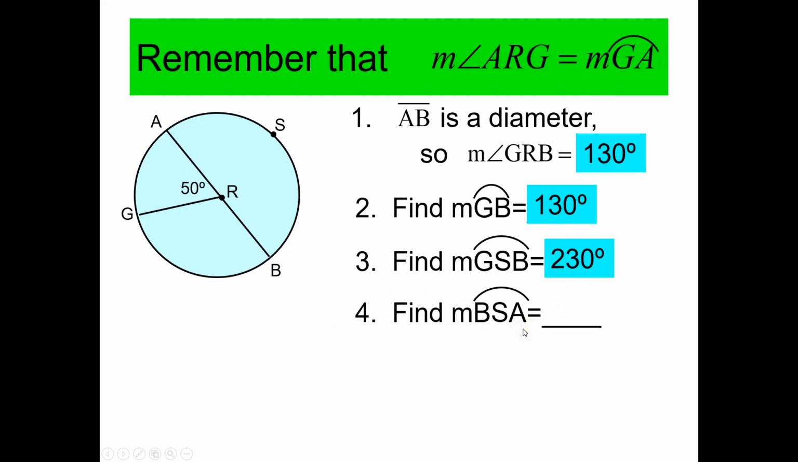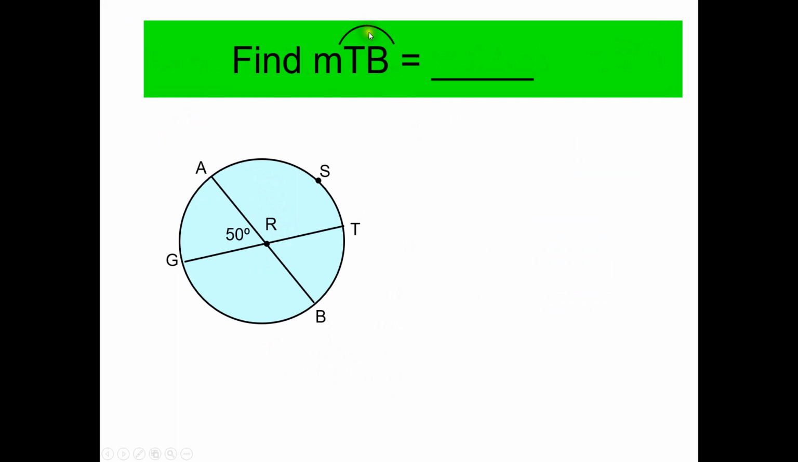Okay. BSA, that's going to be 180, right? Because it's half a circle. So that's 180 degrees. And then find the measure of TB. Well, this one's 50. So this one is also 50, right? Because they're vertical angles, right? Remember vertical angles? This is 50, and then this has to be 50. As a matter of fact, GA is 50 as well. So a bunch of 50s here, right? 50, 50, 50, and 50.